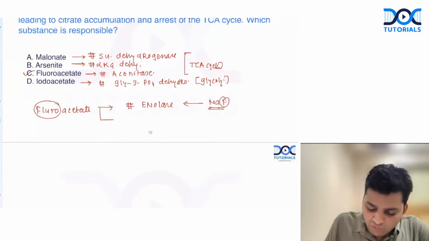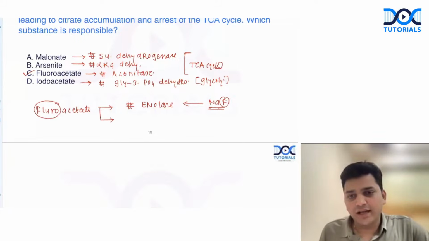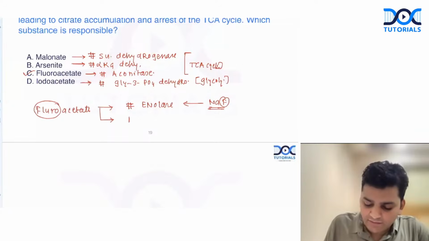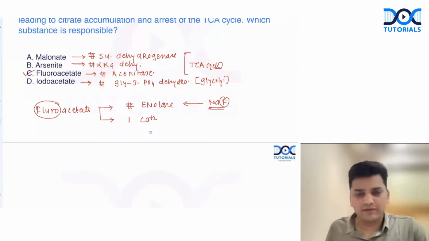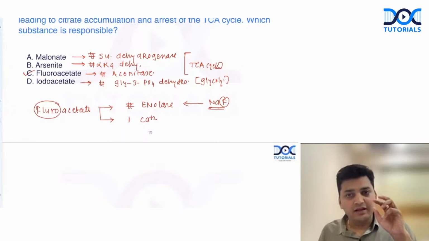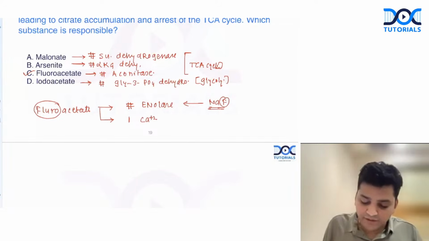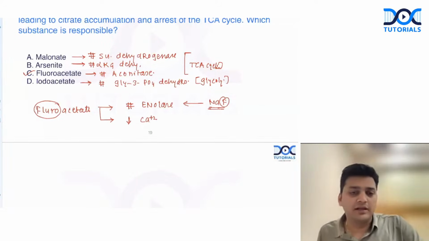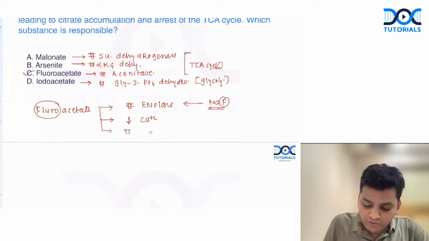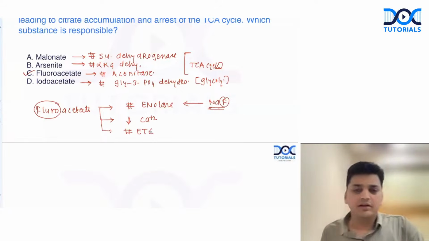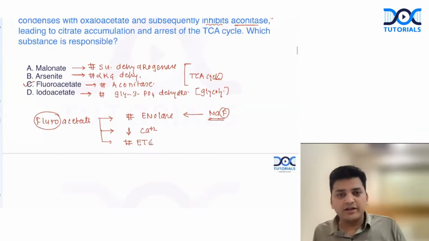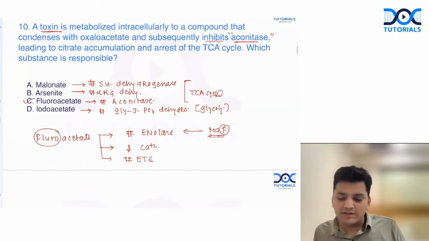Can you tell me that fluoroacetate can lead to problem with the calcium also? Can lead to hypercalcemia or can lead to hypocalcemia? What do you say? Fluoroacetate can increase the calcium or can decrease the calcium. It can chelate the calcium and the calcium can be less. In fact, fluoroacetate can stop the electron transport chain also to some extent, right? So the fluoroacetate can stop multiple things, and one of them is the aconitase, which they have asked in the question.